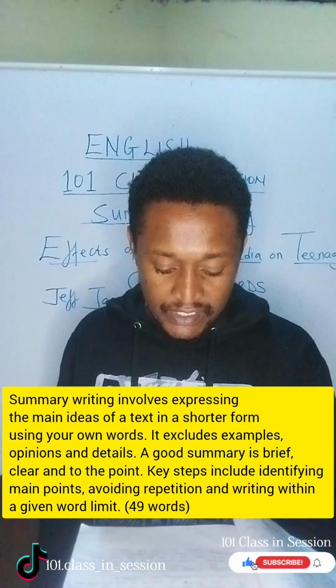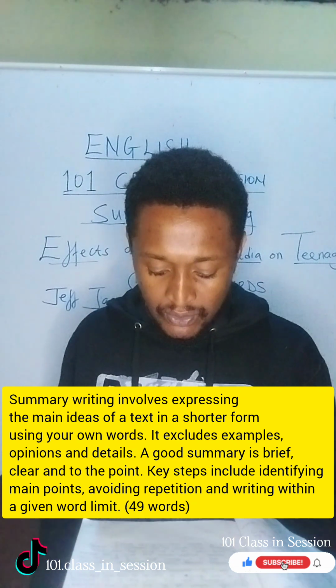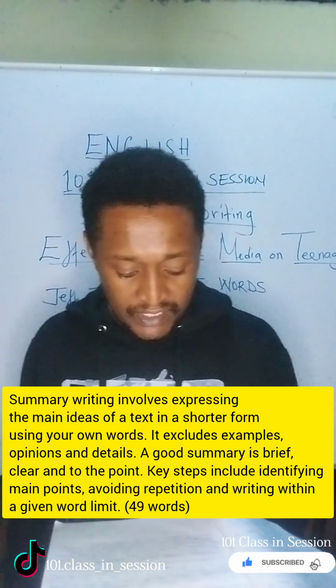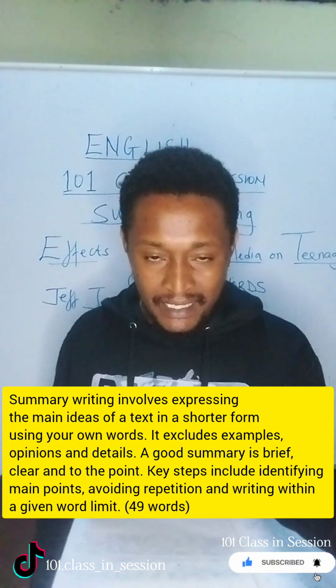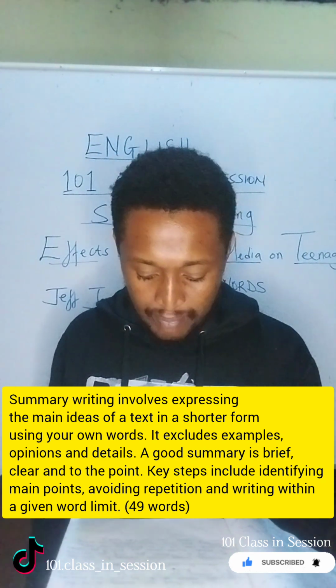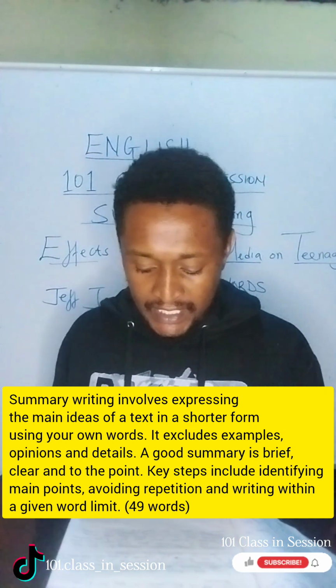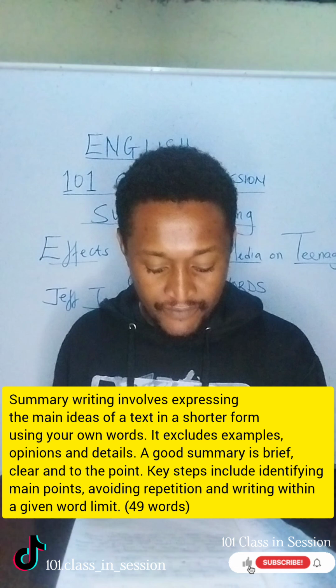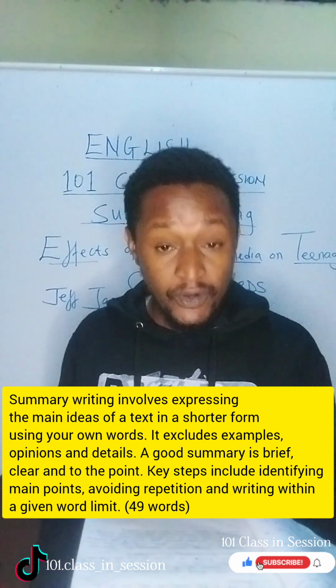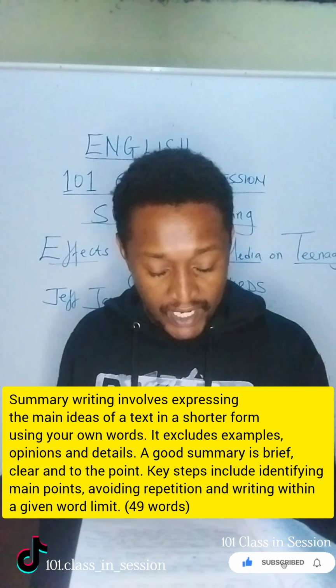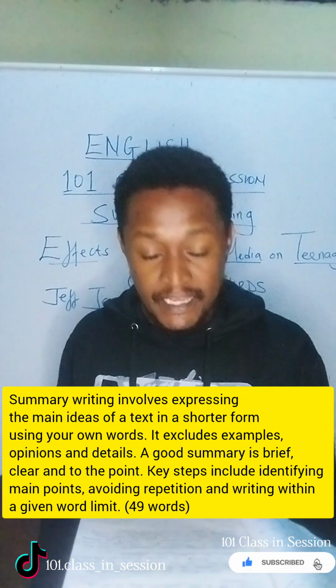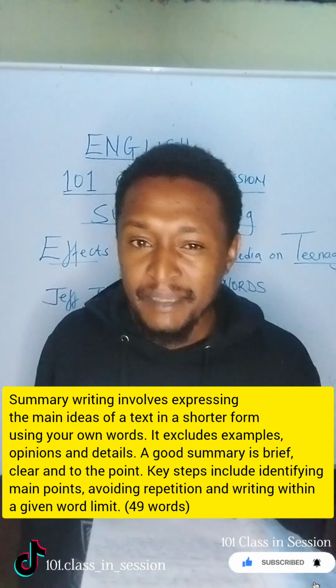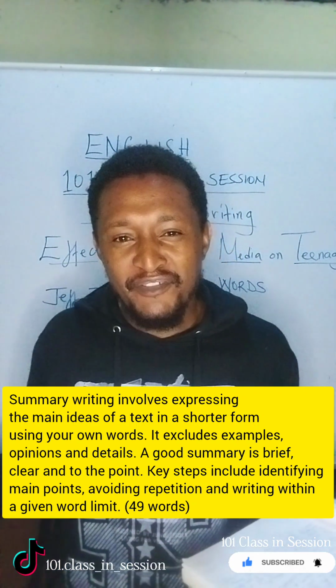It excludes examples, opinions, and details. A good summary is brief, clear, concise, and to the point. Key steps in summary writing include identifying main points, avoiding repetition, and writing within a given word limit. That is everything we have talked about.